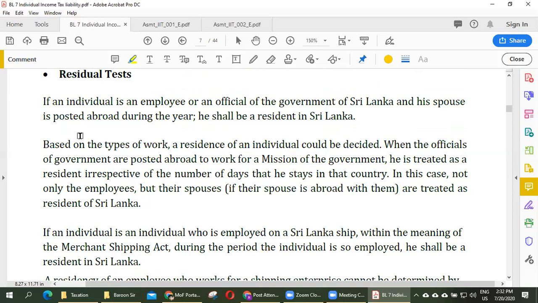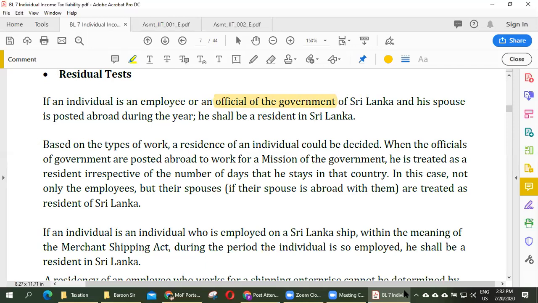Residential test. If an individual is an employee or an official of the government of Sri Lanka, and his spouse is posted abroad during the year, he shall be a resident in Sri Lanka. The individual is an employee or an official of the government, say for example, an ambassador at a diplomatic mission in South Africa. The spouse is posted abroad during the year, he shall be resident in Sri Lanka.